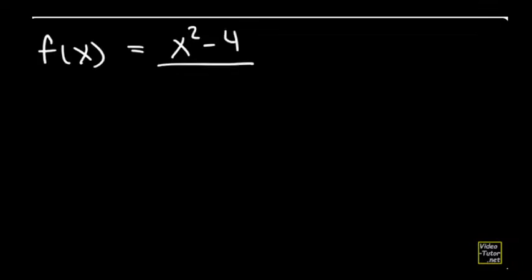So let's say that f of x is x squared minus 4 over x minus 2. What is f of 2? Can we evaluate the function at x equals 2?